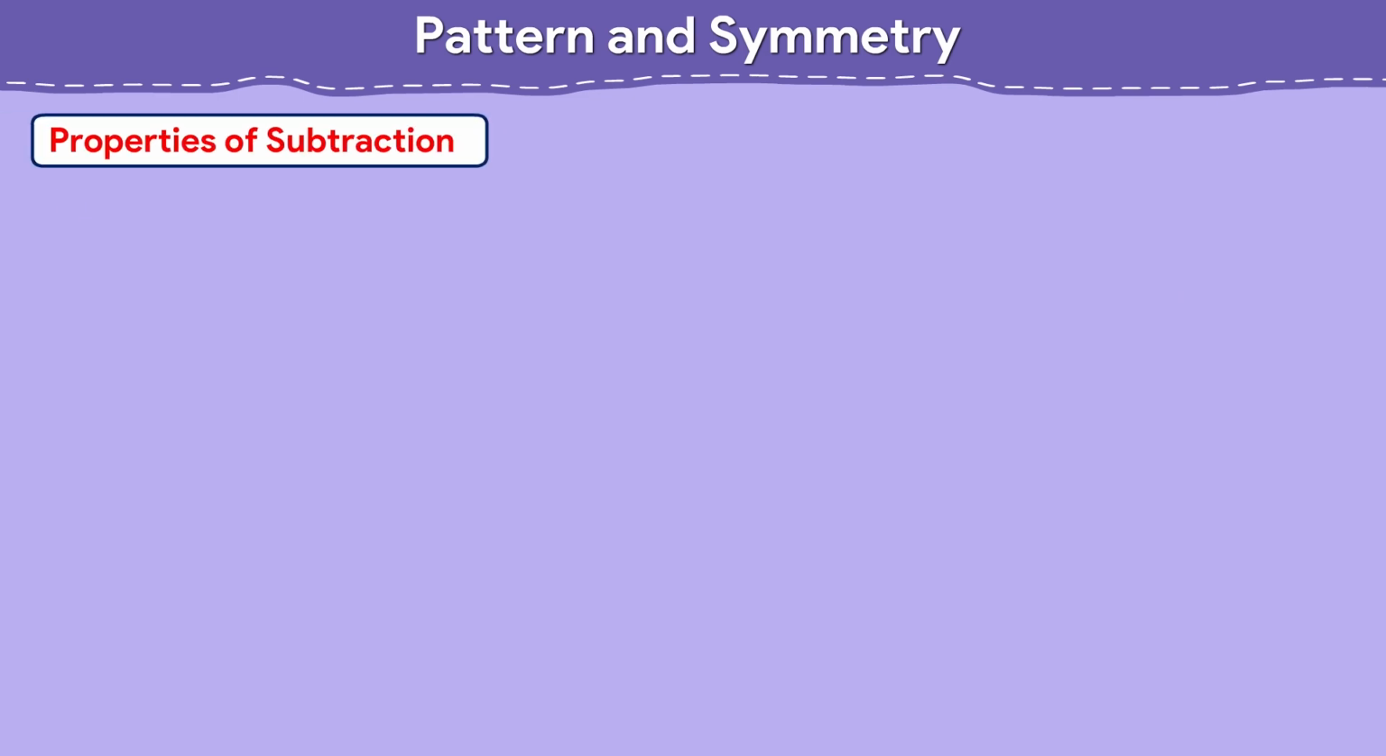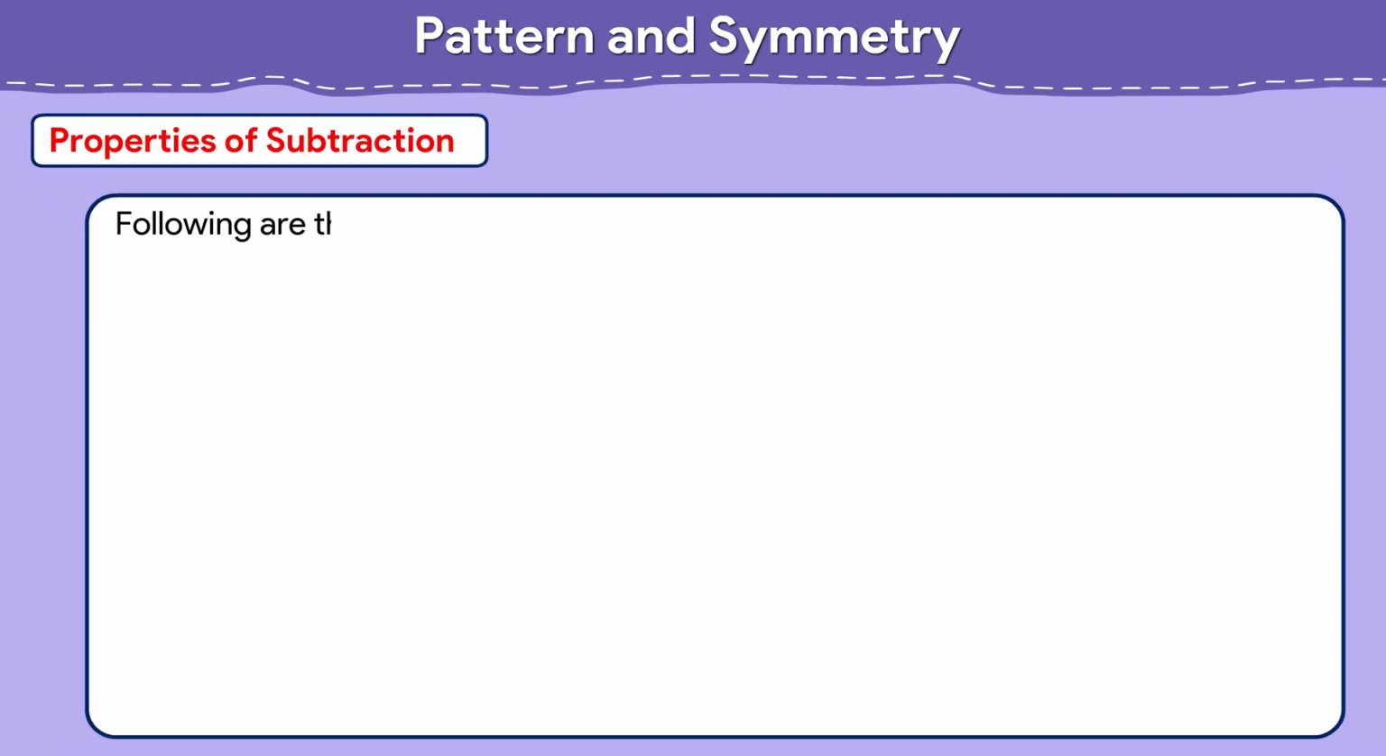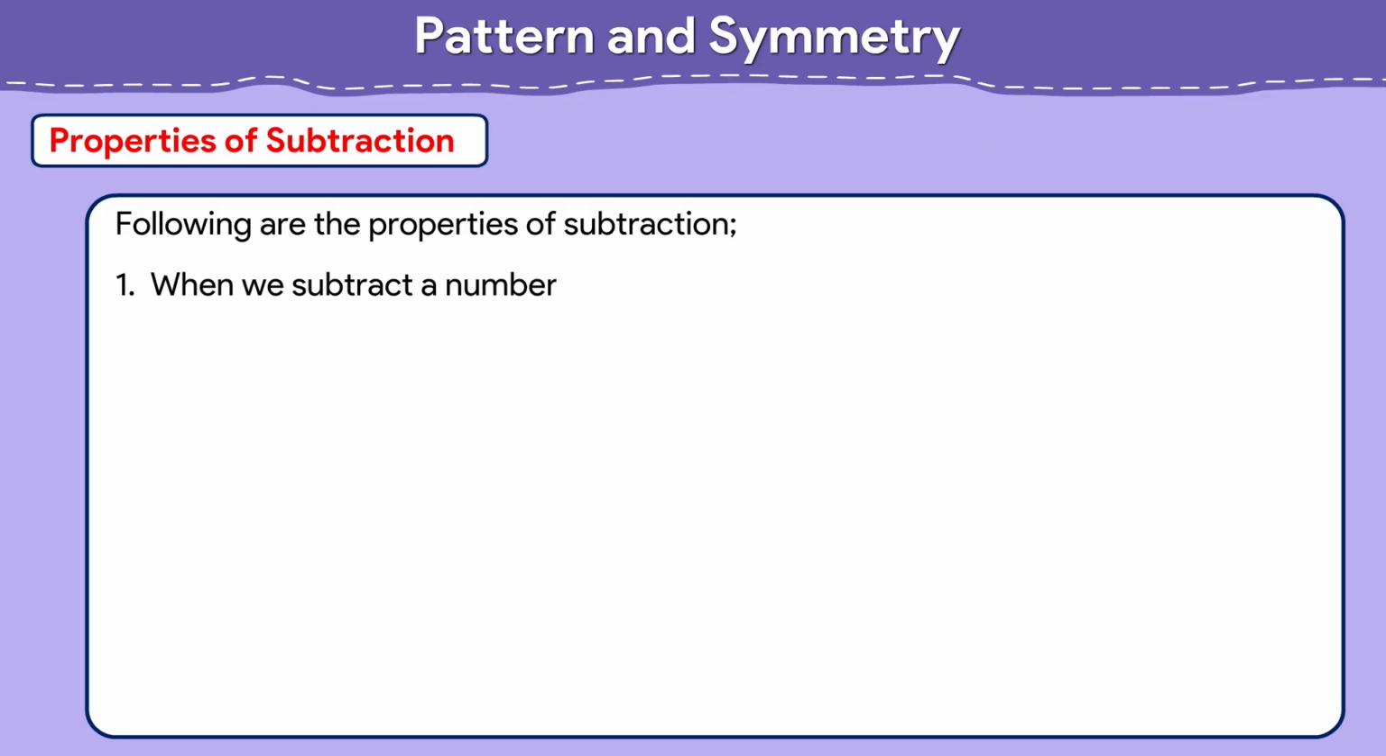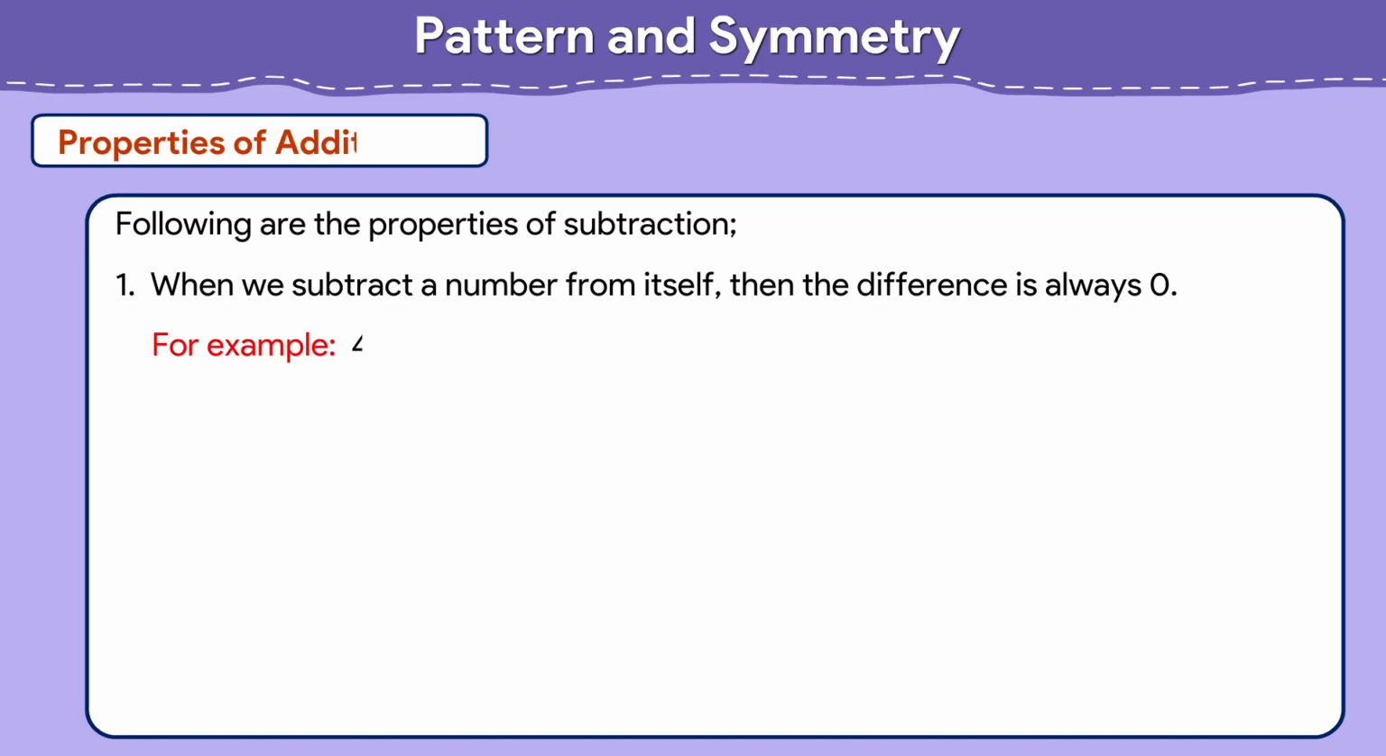Properties of subtraction. Following are the properties of subtraction. 1. When we subtract a number from itself, then the difference is always 0. For example, 45,697 minus 45,697 is equal to 0.